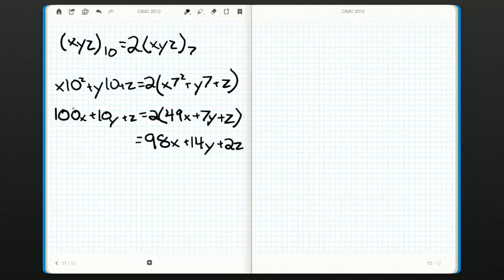Okay? So I notice 100 is greater than 98. I like keeping things positive, so we're going to subtract 98x from both sides. We're going to be left with 2x on this side. 98x minus 98x, that's 0x, and then 100x minus 98x, that's 2x. I see over here I've got 14y, 10y. I'm actually going to subtract 10y from both sides so that I have a positive number of y's over here.